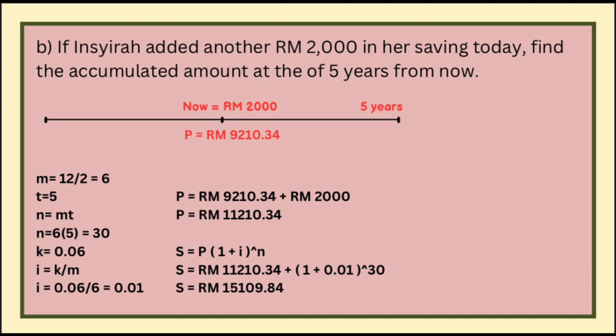Moving on to the next question: if the insurer added another RM 2,000 to her savings today, find the accumulated amount 5 years from now. To solve this, we also need to write down all the information given in the statement, the same as in the last question that we already did.